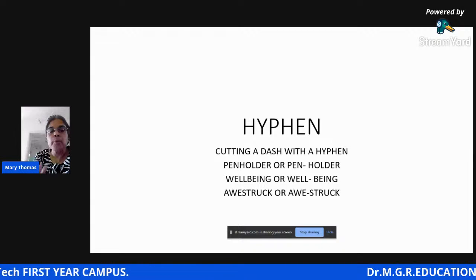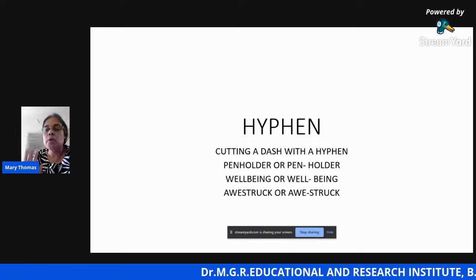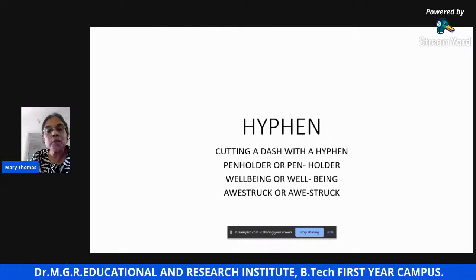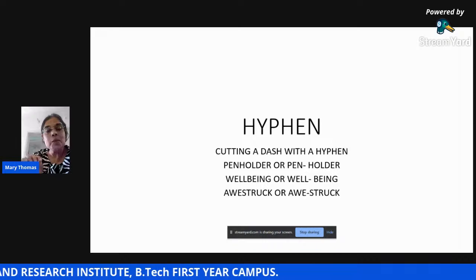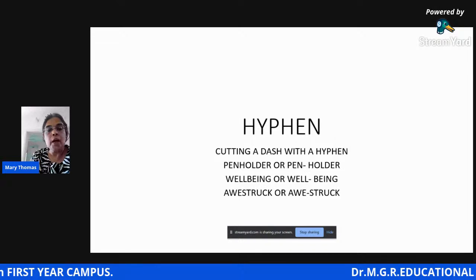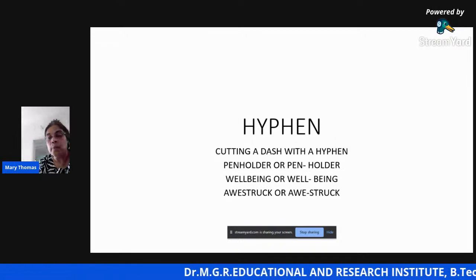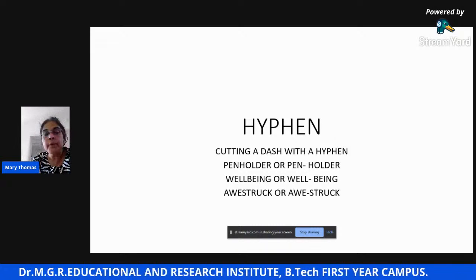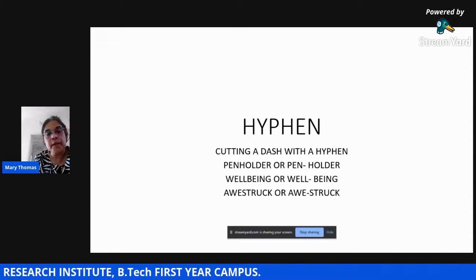But just remember one thing: hyphens are used in a compound word. It breaks single words into parts. Very, very simple. Hyphens are used in a compound word. It breaks single words into parts. For example, when you say truck driver, always you see truck-driver.